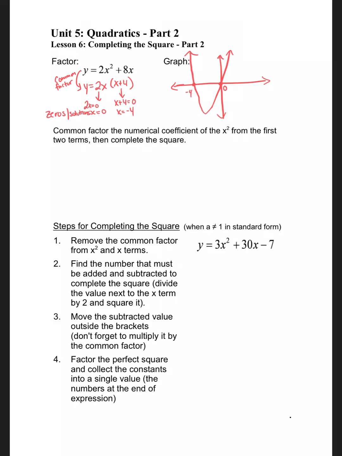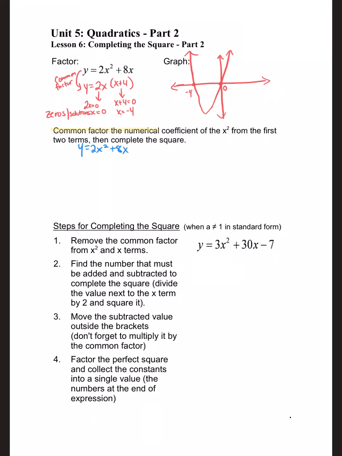We could, of course, find out with our zeros, but we're going to use that process we talked about yesterday for completing the square to get this standard form of a quadratic into vertex form. So this time I'm just going to rewrite our equation, y equals 2x squared plus 8x. To start the process for completing the square, we want to create a standard equation that has an a value of 1, so there's no coefficient in front of my x squared. So we're going to start by common factoring.